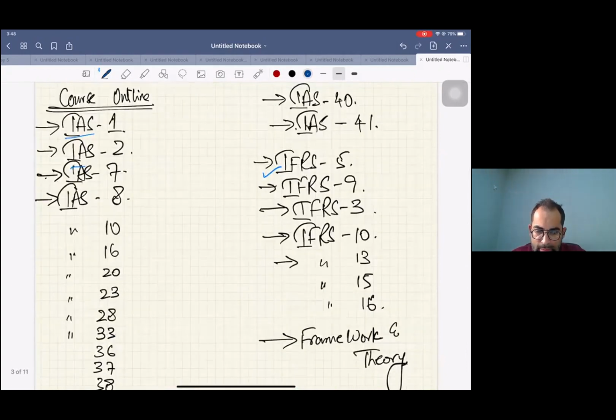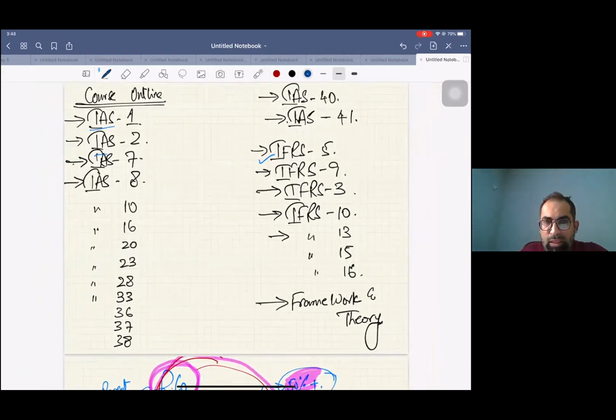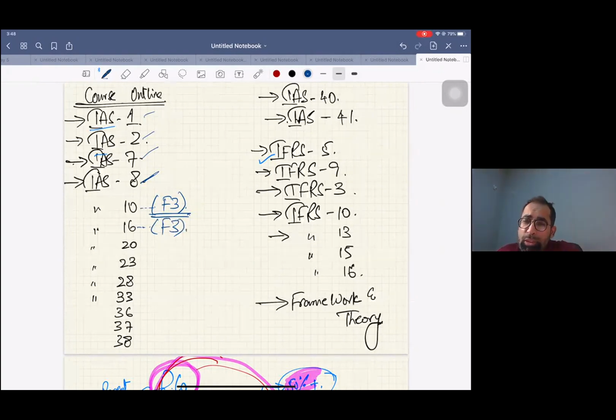Now, these IAS and IFRS are all included in your course. See the screen, please. IAS 1, IAS 2 inventory, IAS 7, IAS 8 changes in accounting policies, changes in accounting estimates, prior period errors. Then IAS 10 events after the reporting period. You have already done this in your F3 exams, but don't worry, we'll do it here as well. IAS 16 you have done in F3, and there is some advanced portion of IAS 16 as well here, the revaluation side.